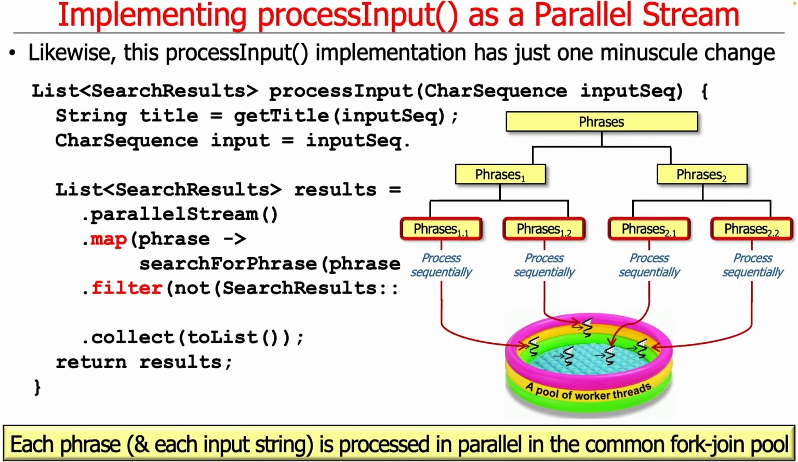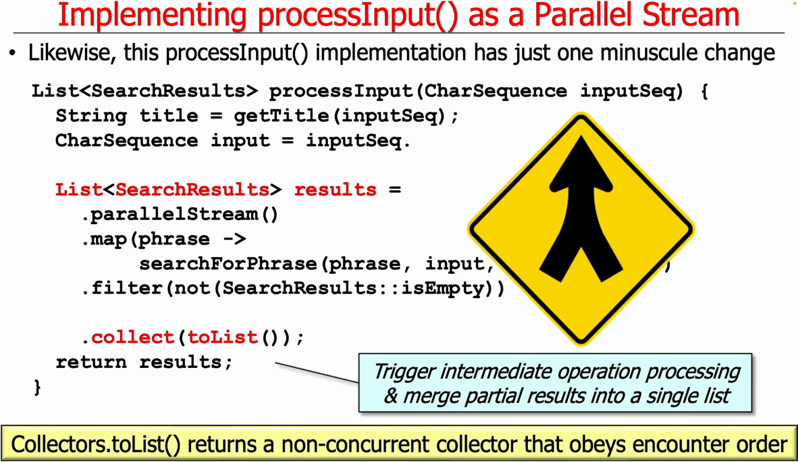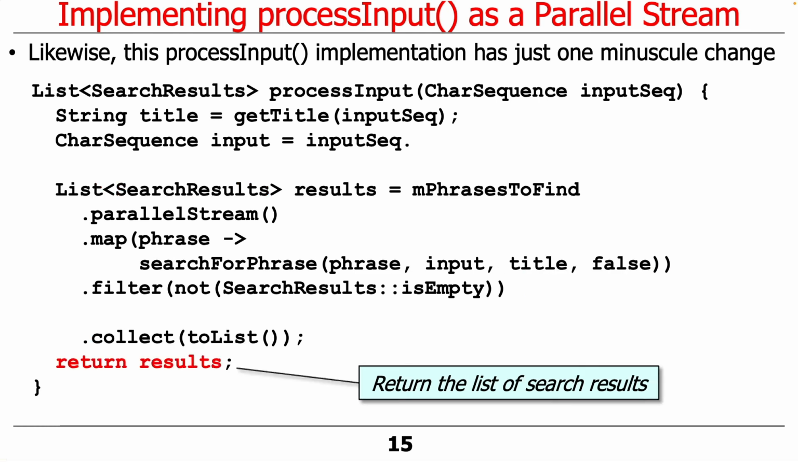So again, we have parallelism in two dimensions. The strings are being run in parallel, and then for a given string, the phrase searching is being done in parallel as well. And when we're done, we go ahead and collect everything up into a list, which triggers the processing and merges everything together into one list, once again using a non-concurrent collector. And then the final thing we do is return the list of search results.